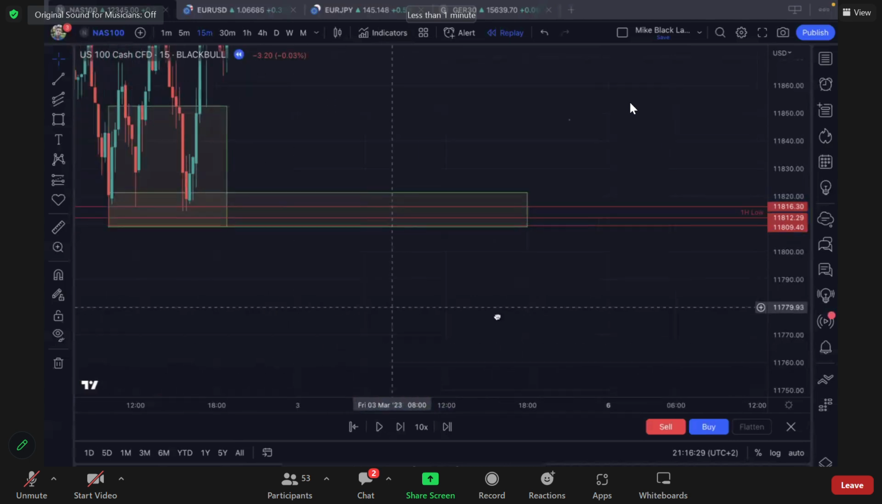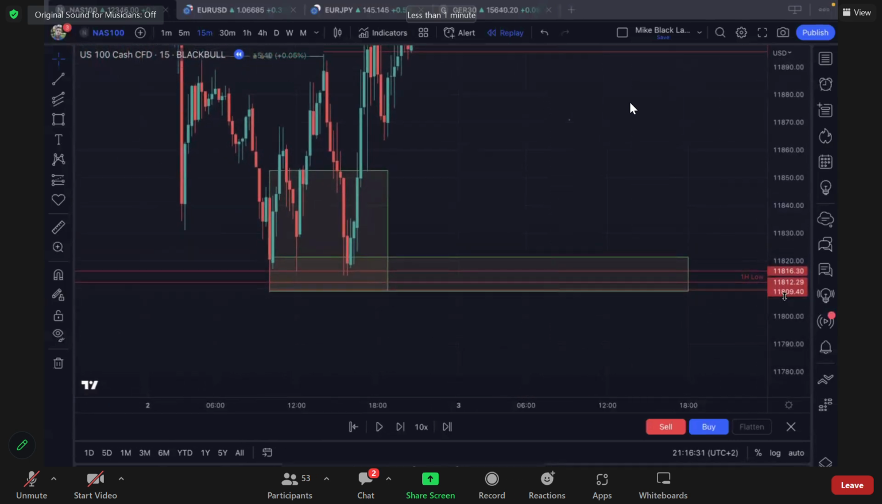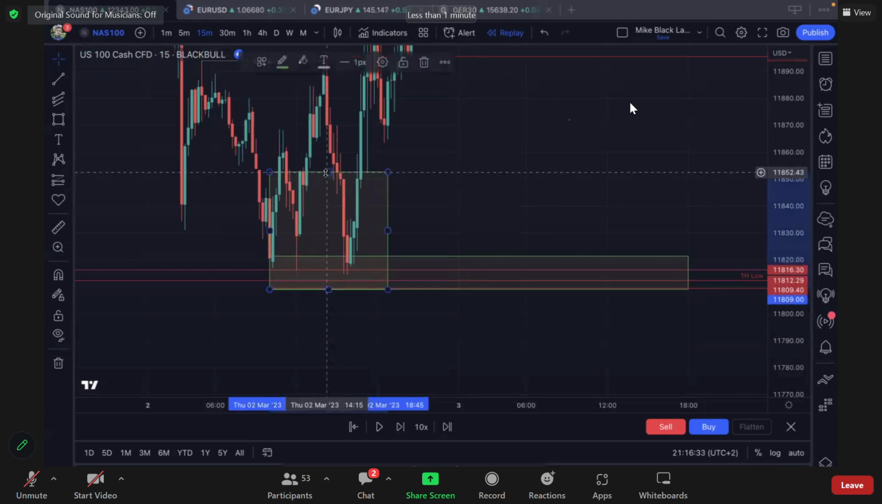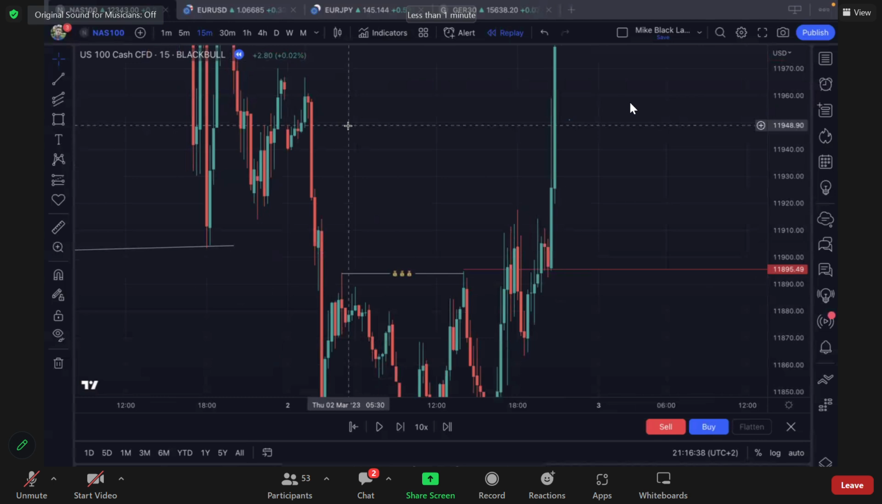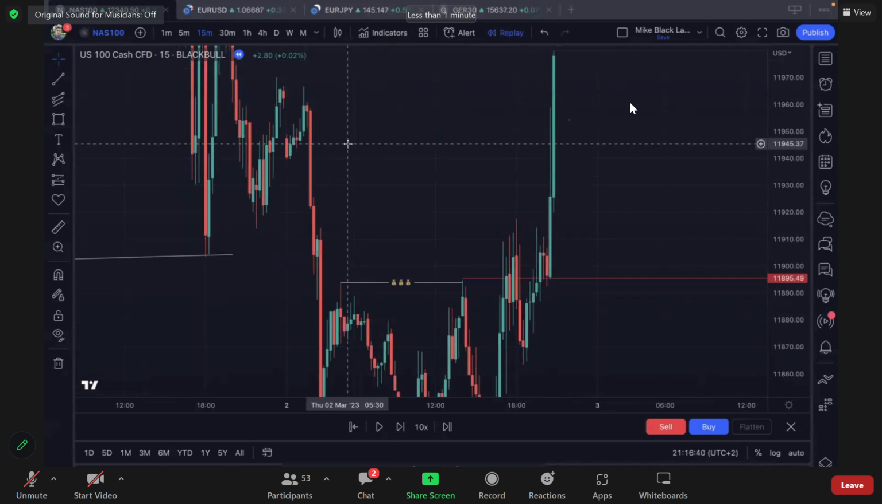Michael, I see you always select a specific candle. Is it the last up or down candle to identify the supply or demand zone, or what? How do you get to that zone? It's a very good question.